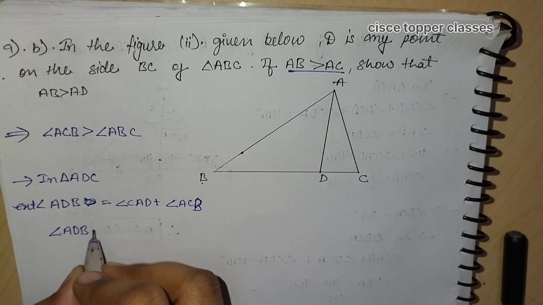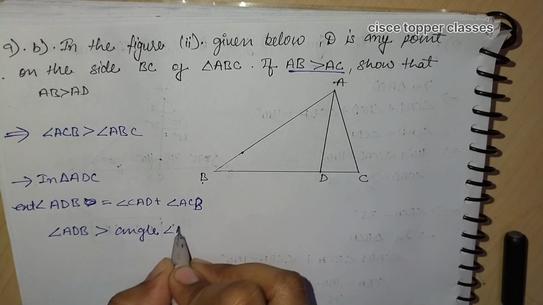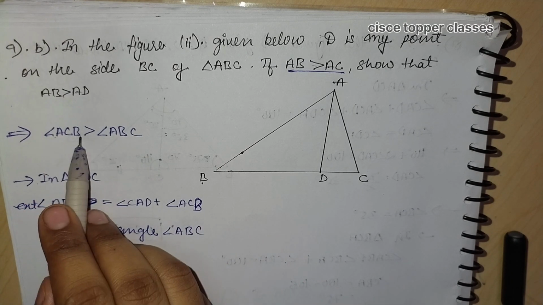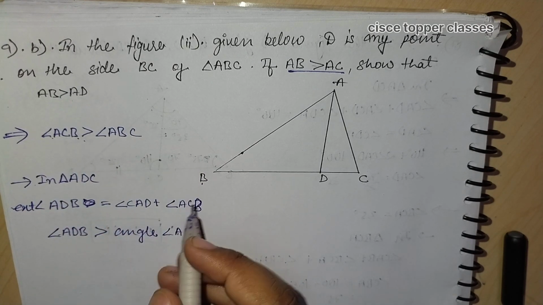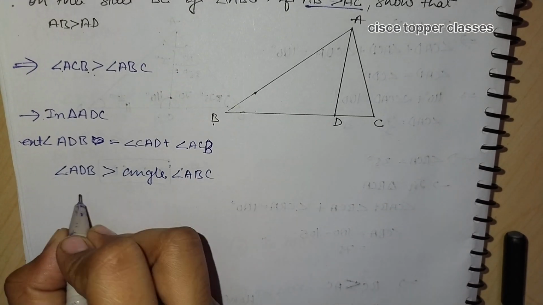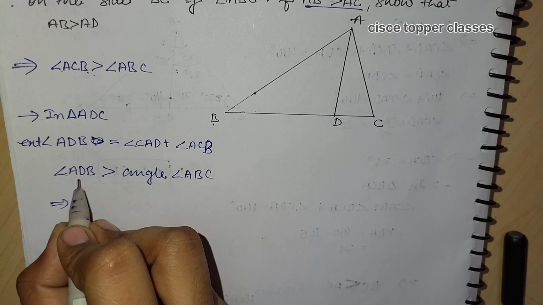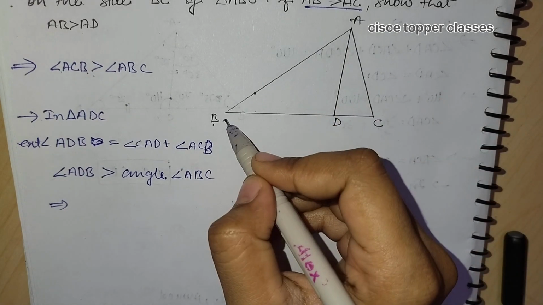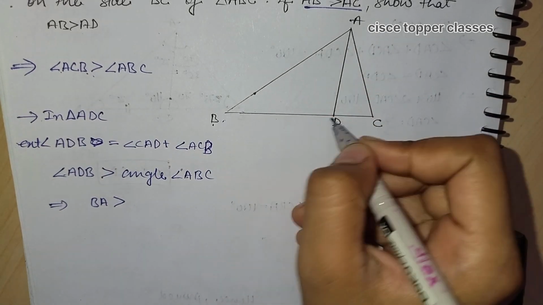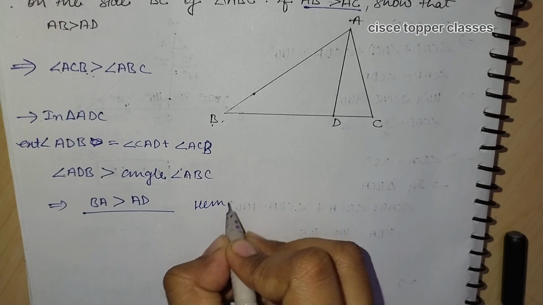So here we will get angle ADB as a greater angle than angle ABC, because this is greater than ACB, and here ACB is greater than ABC. So simply we can write this angle is greater than ABC. So ADB is greater. Now as ADB is greater than angle C, the side opposite to ADB is BA, which is greater here. And the side opposite to angle ABC is AD. So AD is the shorter side than this. Hence proved.